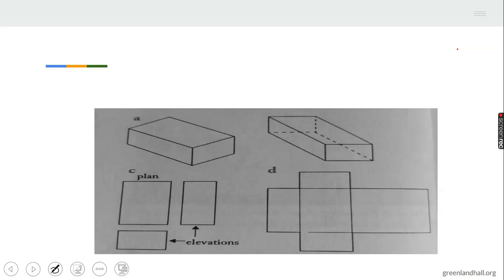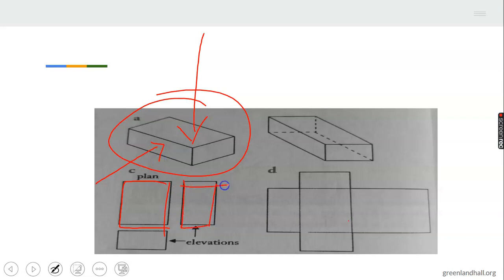Now, look at it here. What we have here is what we have here. But you can have it in different form. Now, look at this, this is a cuboid. When you are looking at it from the top, this is what you have. We call it plan. When you are looking at it from this angle, this is what you have. Now, when you're looking at it from this angle, this is what you have. We call these two elevation. Is that okay? We call the whole of these three engineering drawing.